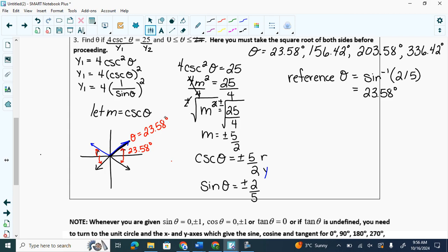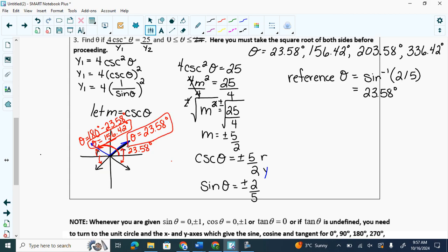What would this theta be? How would I calculate it to get me here? 180 degrees minus 23.58 degrees. I wouldn't round it till the very end, but that's okay. And weirdly, I'm going to get 156.42 degrees because that's an answer that I have. So I know what's happening, right? Boom. That's one.